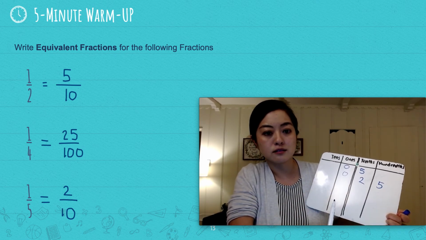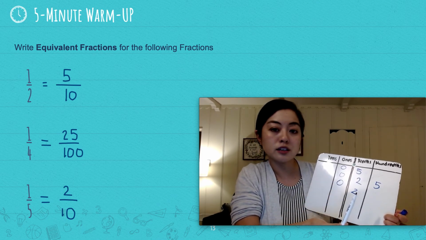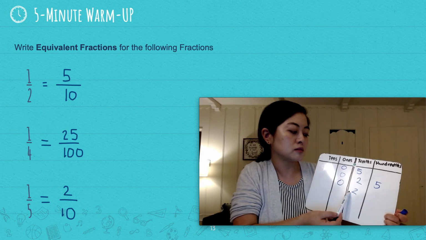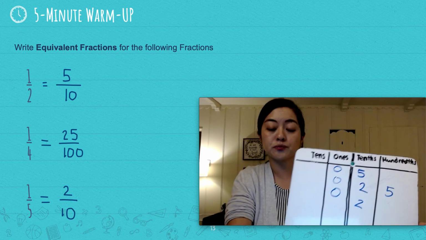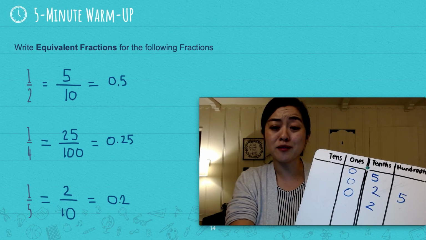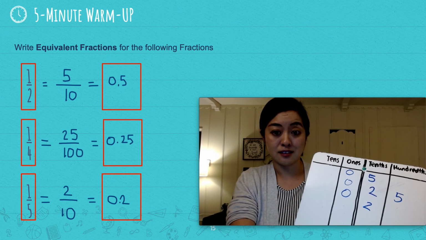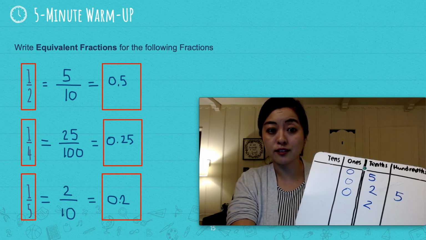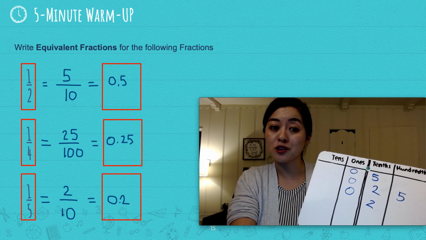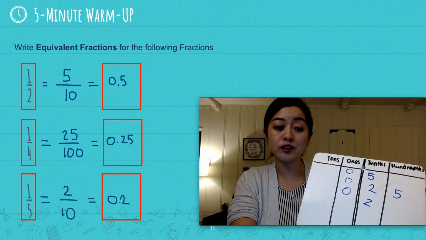What about 2/10? I have to put a 2 in the tenths column here and a 0 here. 2/10, my equivalent decimal is 0.2. Like so. So that means 1/2 is in decimal form 0.5 or 5/10. 1/4 in decimal form is 0.25 or 25 hundredths. And 1/5 is in decimal form 0.2 or 2/10.